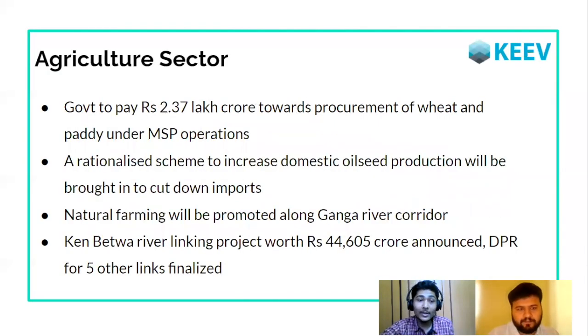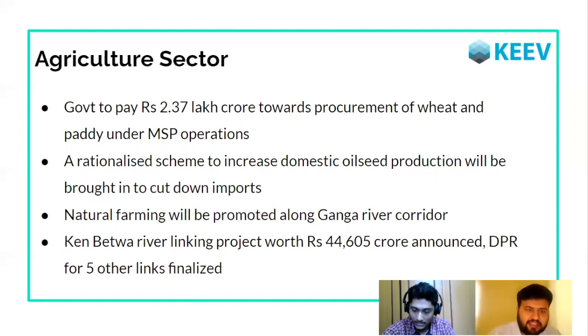Agriculture sector, government paid 2.37 lakh crore towards procurement of wheat and paddy under MSP operation. Right. So wheat and paddy are the most important crops of our country. They are grown mostly in the northern belt, and the government has to give a minimum selling price, that is the MSP, for a lot of the crops. And again, this year the government is going to give out 2.37 lakh. So that means they are going to buy wheat and paddy from farmers worth 2.37 lakh crore.